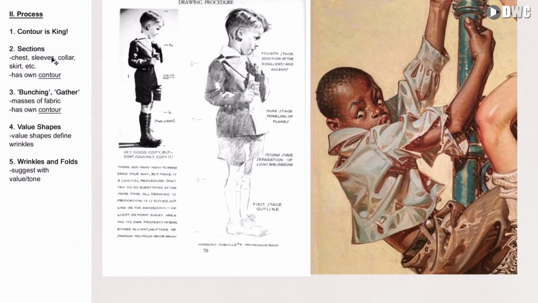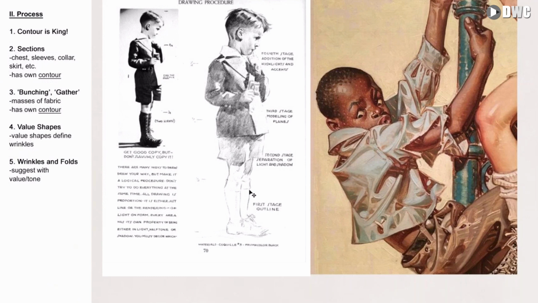Just like the face, the figure, the hair, a landscape, an environment, we've got to get the contour of whatever we're trying to draw first, nail the outer shape first, the silhouette. Next, step two is sections, and we'll go over that in a minute. Step 3 is bunching and gathering forms. These are where fabric comes together. 4, look for value shapes. And step 5, wrinkles and folds.